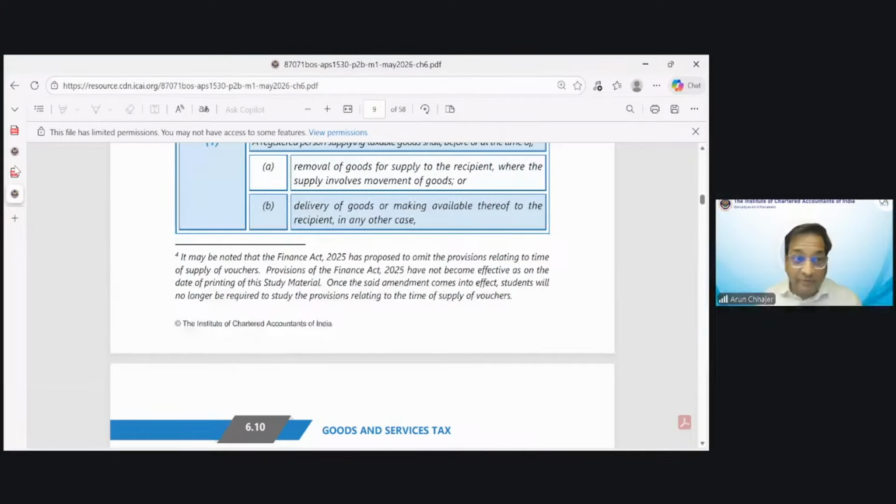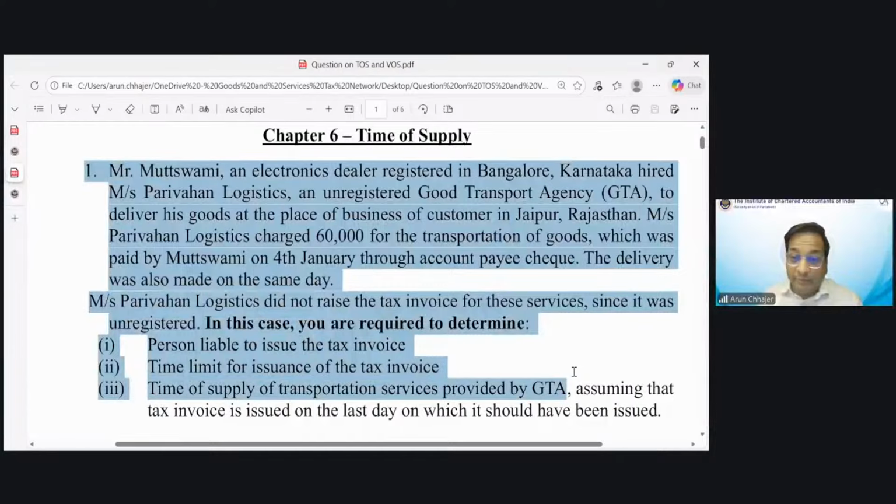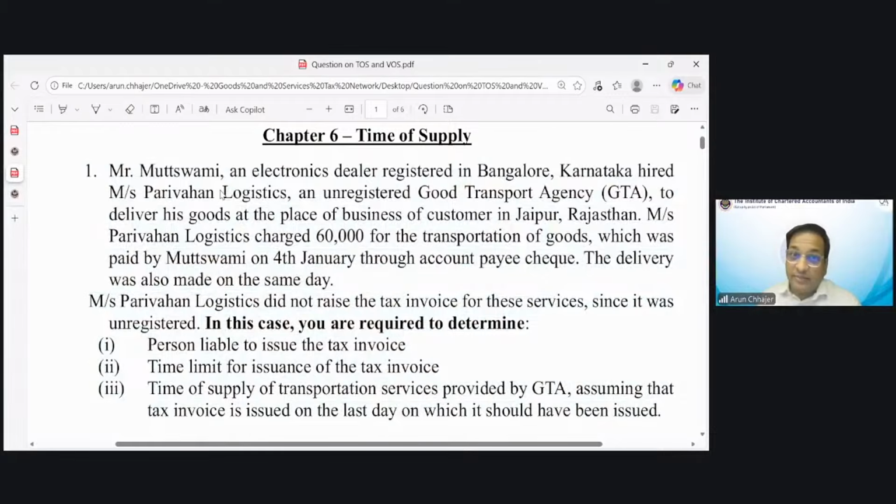Last question, everyone, please solve this question. It is not from the study material.